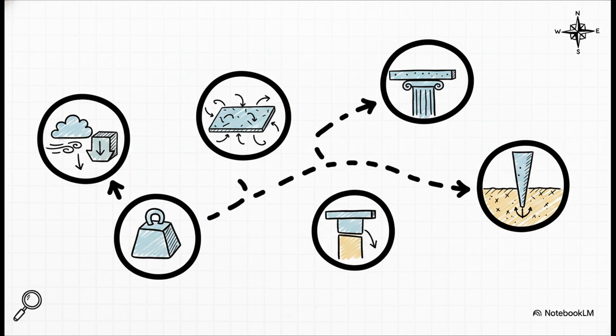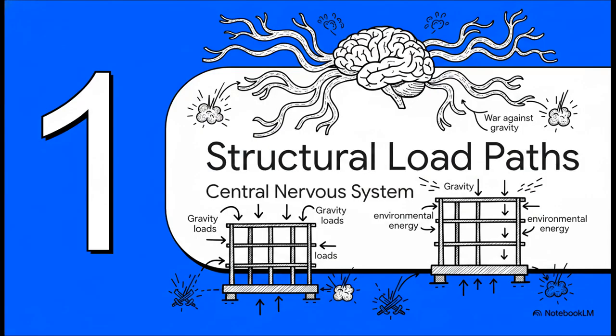We want to grasp structural load paths and physics, differentiate gravity and lateral load types, trace horizontal origins in slabs, analyze the vertical descent via beams and columns, and finally, understand foundation termination. Let's get right into it. Section 1. Understanding structural load paths, the central nervous system of design.